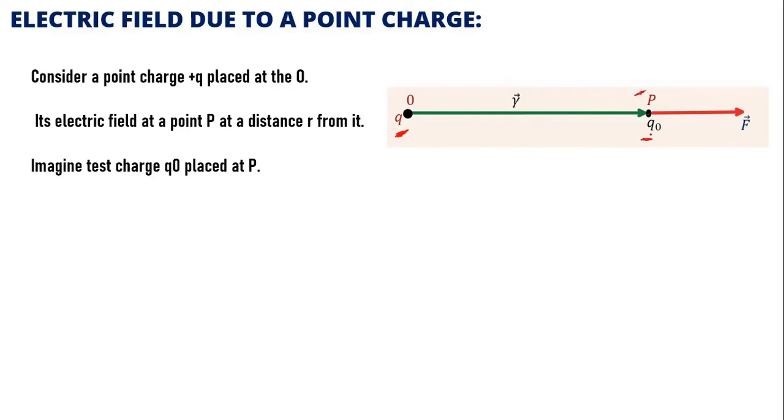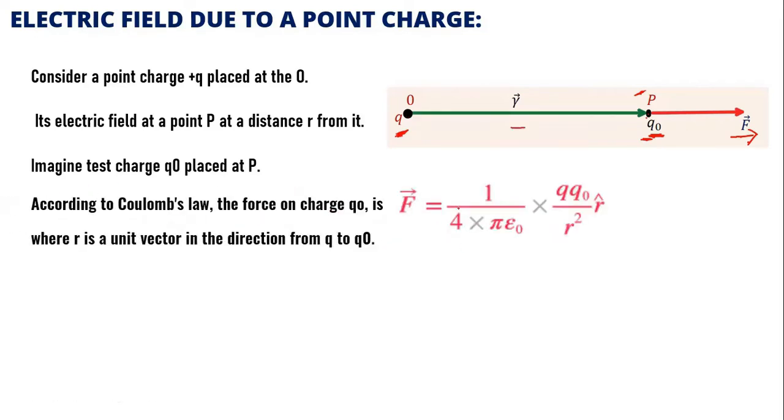So we have to place a test charge of vanishingly small magnitude at the point P. Now naturally this Q naught will experience a force in this direction. Why? Because they are of the similar nature. So it will experience a force in this direction. Now the separation between the Q and Q naught is R. Now, what will be the Coulomb's force experienced between this Q and Q naught?